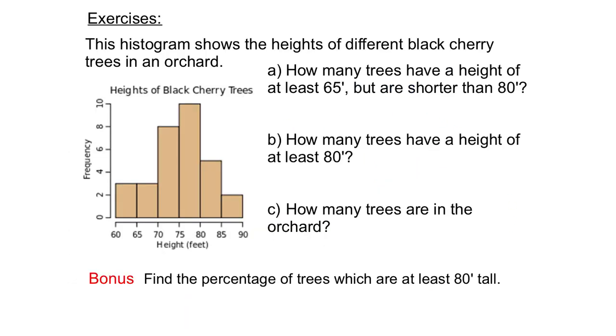Now something for you to try. This histogram shows the heights of different black cherry trees in an orchard. So here's the histogram right here. Notice we have height in feet and the frequency. So 3 questions and a bonus. I'll leave them on the screen. You just pause the video and you try these on your own. Try to just interpret what the histogram is saying. So pause the video and take some time to answer these questions.